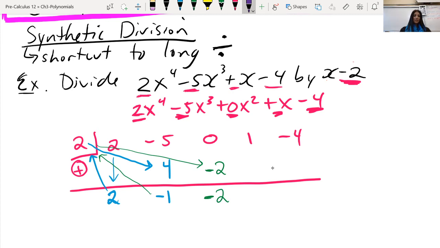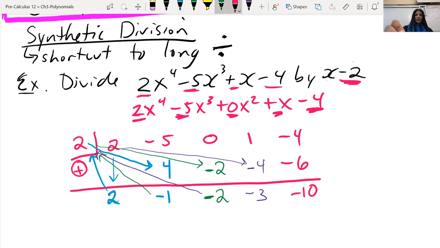I go through the same process again. So do you see we're going in a cyclical pattern, but it's in the opposite direction to what we did with long division. So I'm going to do negative 2 times 2. I get my answer of negative 4. I add them top to bottom, so 1 minus 4 gives me negative 3. And now I do the same thing again. Negative 3 times 2, and I get negative 6. I add them top to bottom, and I get negative 10.